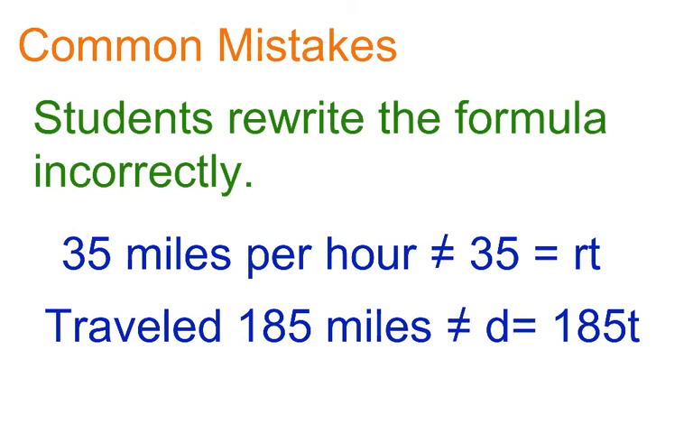Some common mistakes is that students will rewrite the formula incorrectly. For example, 35 miles per hour is not the distance. 35 miles per hour would be the rate. And if I were to say traveled 185 miles, that would not mean that it was the rate, that would be the distance. So sometimes students will plug it in incorrectly, so it's always really important to think about what each word represents and what numbers go with what variables.